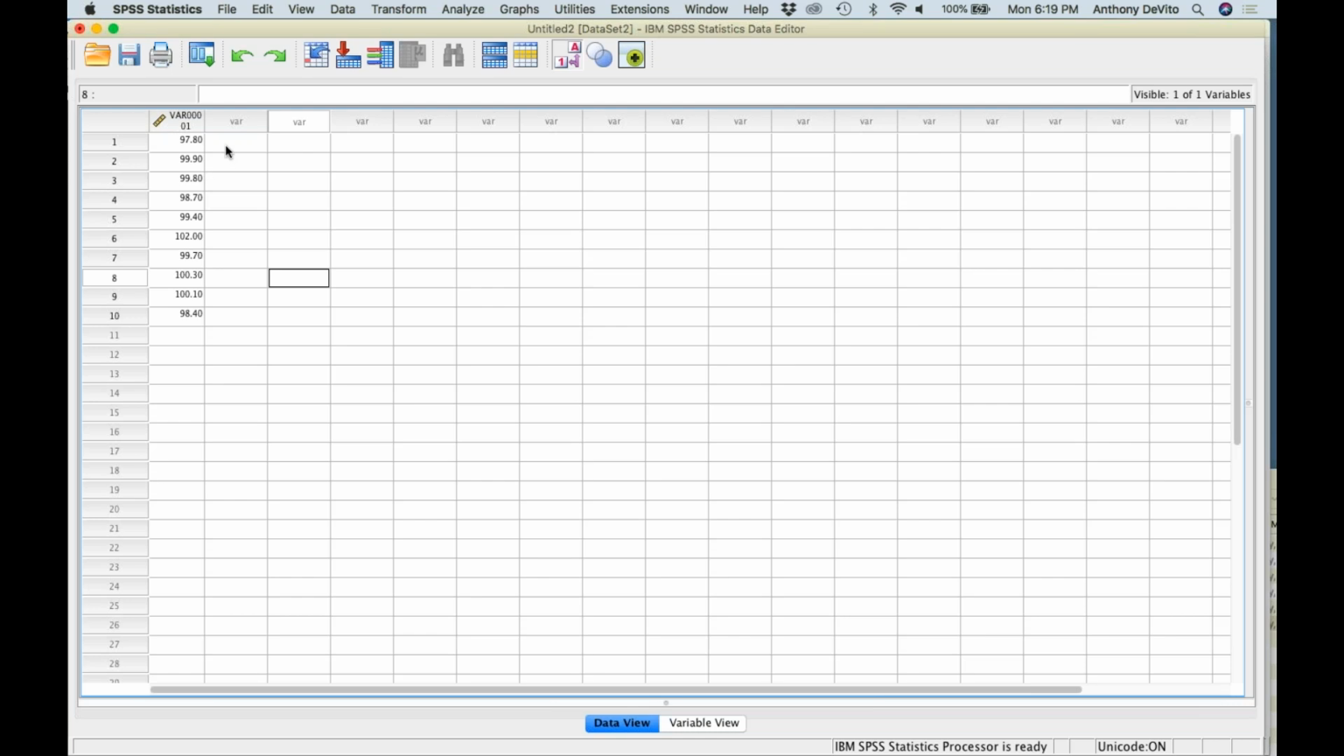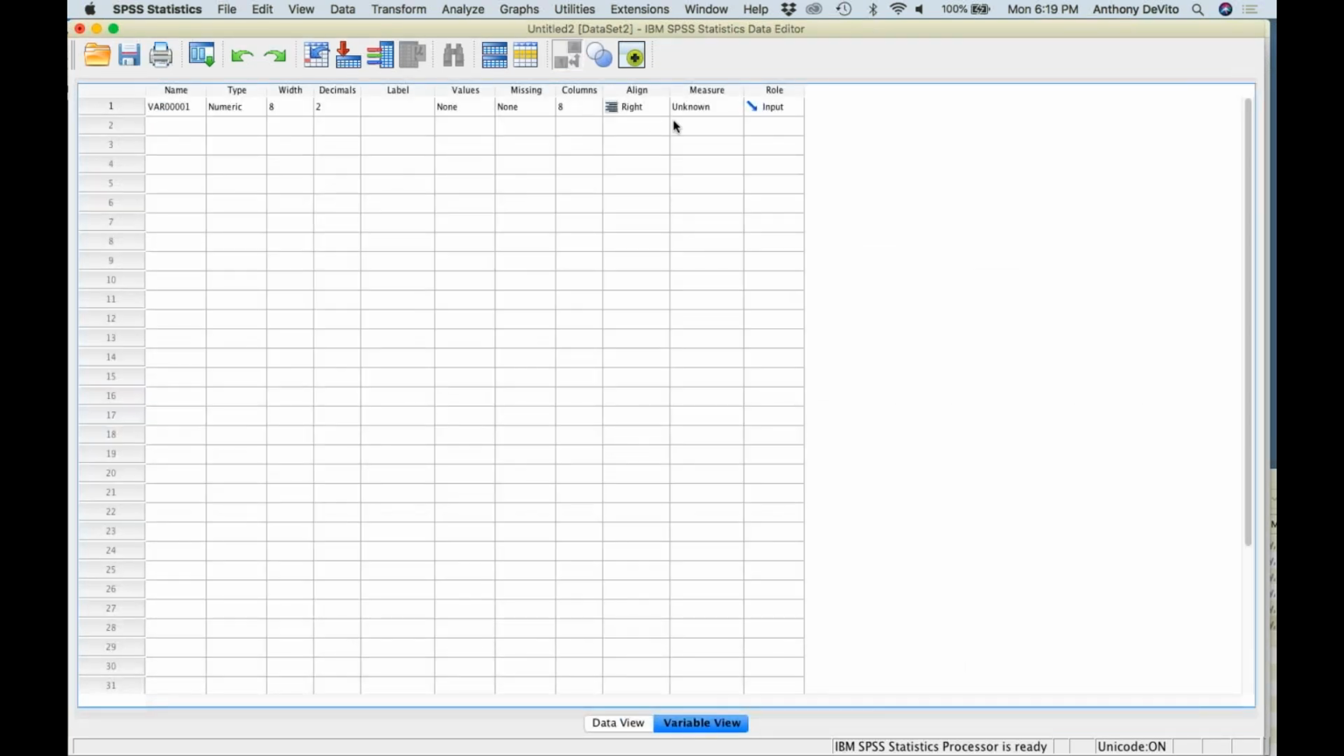Okay, so notice it gave it a default variable name. You could go into the variable view and you could tell SPSS that this is a scalar variable and the name of this variable, let's name it dtemp. And under labels, call it donor temperature.